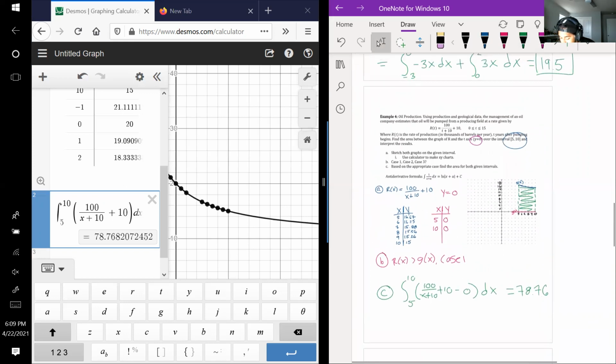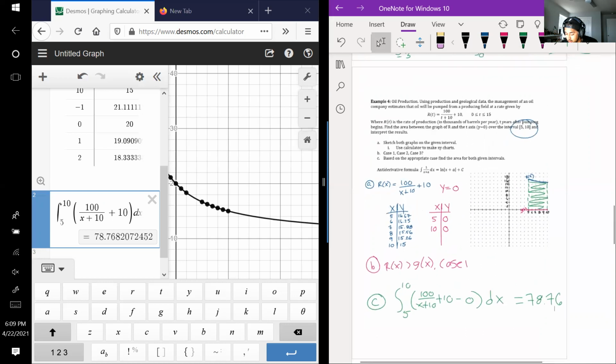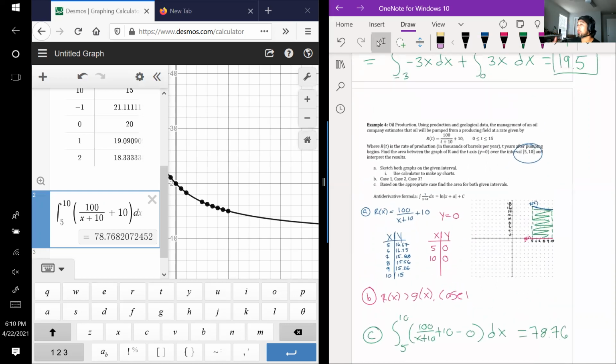But of course, we want to interpret our results. So based on this problem, it says that R of T is the rate of production in thousands of barrels per year, T years after pumping begins. Find the area between the graph of both functions on the interval 5 to 10 and interpret the results. Okay. So what we're saying is that in between 5 and 10 years, we are going to produce 78.76 barrels. But remember that this number must be in the what?